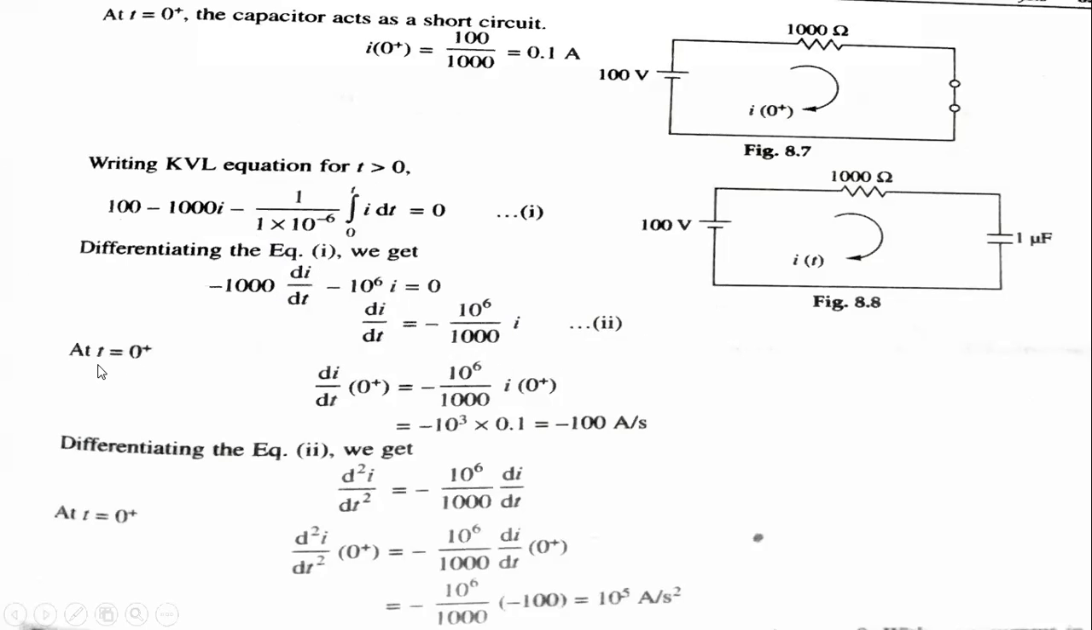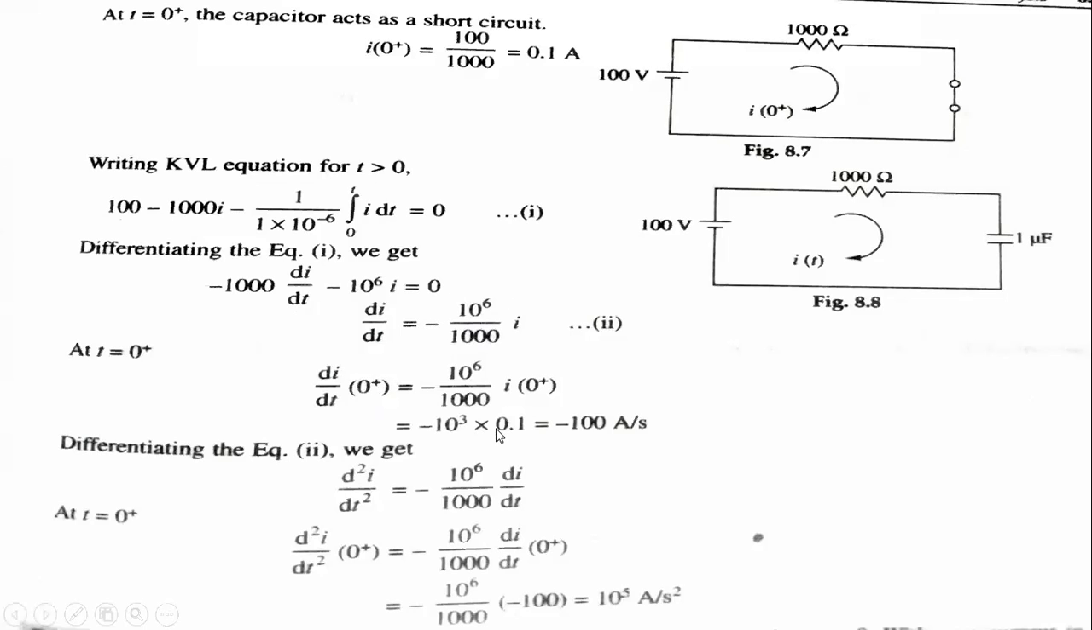Mention here clearly, at t is equal to 0 plus. Whatever you have in equation number 2, the same equation number 2 you need to write here, di by dt at 0 plus, because the meaning will change every time. If you're not writing anything, the meaning will change, because we are interested in every instant, whether it's 0 minus, 0, or 0 plus. So it's mandatory to write here di by dt at 0 plus.